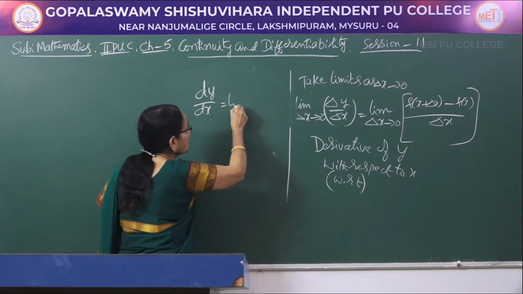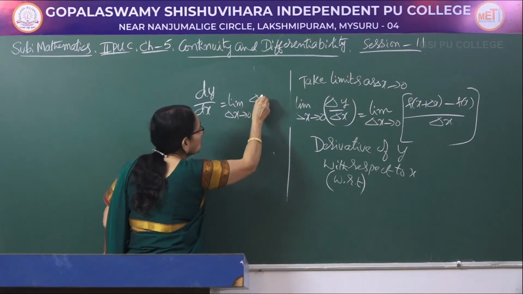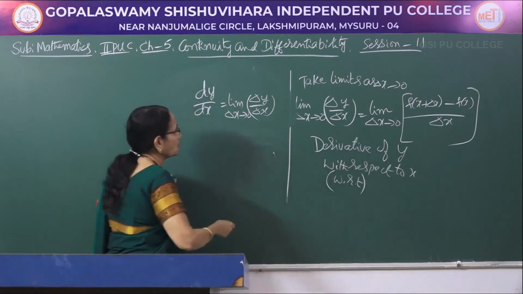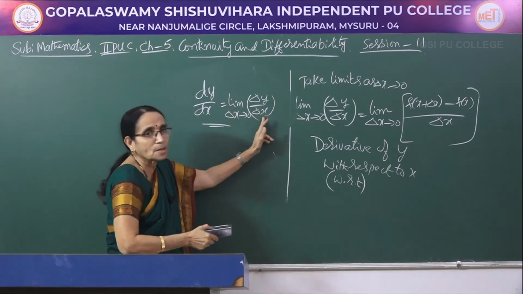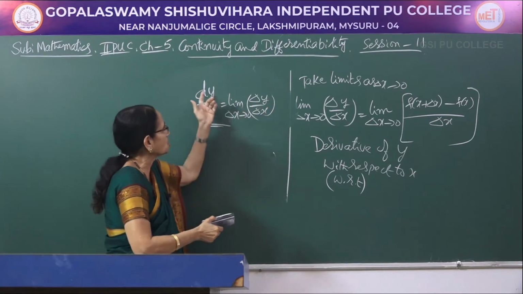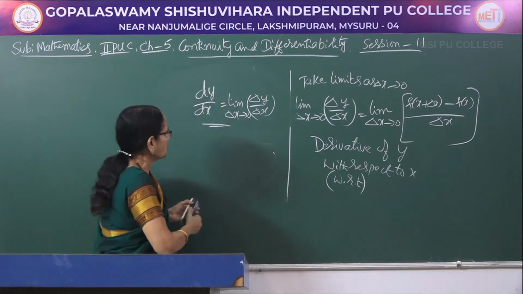What do you mean by derivative in that case? The limit delta x tending to 0 of delta y by delta x, the same thing whatever I have written there. So this is the meaning of that. If you write only this much, we call it the incremental ratio. dy by dx is called the derivative of y with respect to x.